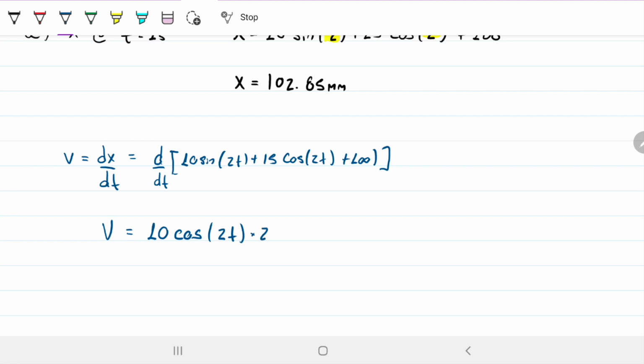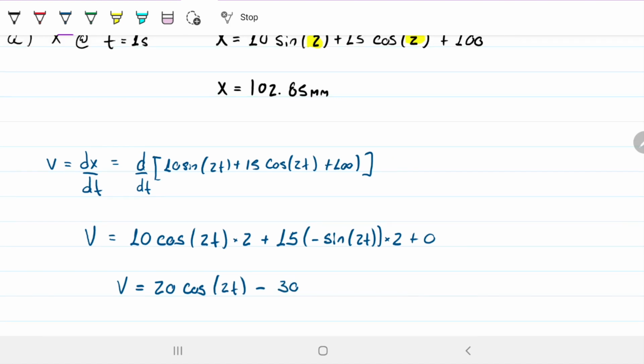So times 2 plus, we have 15, and then derivative of cosine is negative sine, so negative sine of 2t, and same thing again, we have to derive the function 2t, so that's going to give us another 2 here. And then 100 is a constant, so that comes out as 0. And so the velocity function for this block A turns out to be 20 cosine 2t minus 30 sine of 2t. Okay, that's pretty much it.